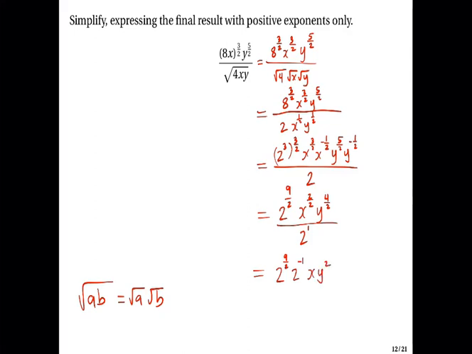And then finally, let's just solve 9 halves minus 1. That's 9 halves minus 2 over 2. That's 7 halves. So 2 raised to 7 halves. And then you have your x. And then you have your y raised to 2. So this is the final expression for this expression here.